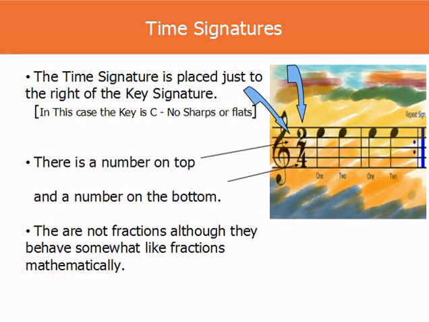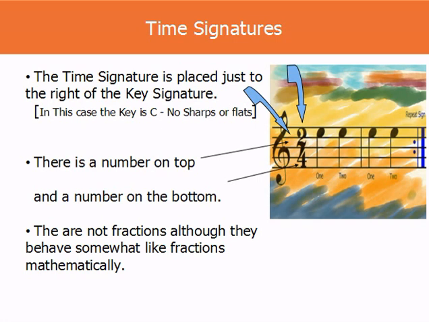The time signature is placed just to the right of the key signature. In this case, the key signature is no sharps, no flats, key of C. So we place the 2-4 time signature just to the right of where we would put sharps or flats.